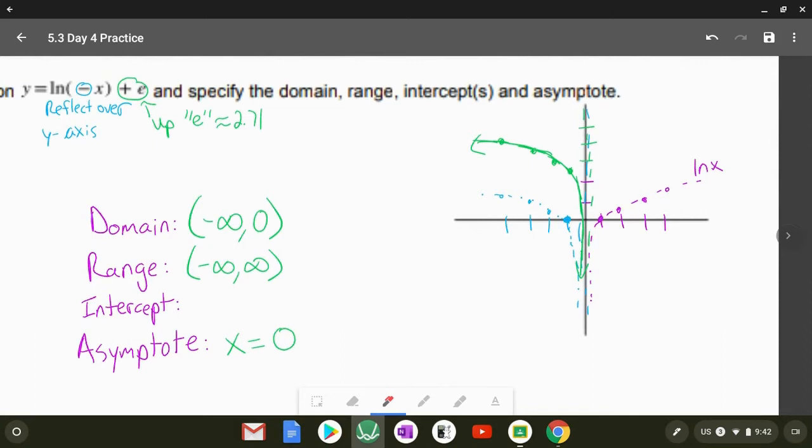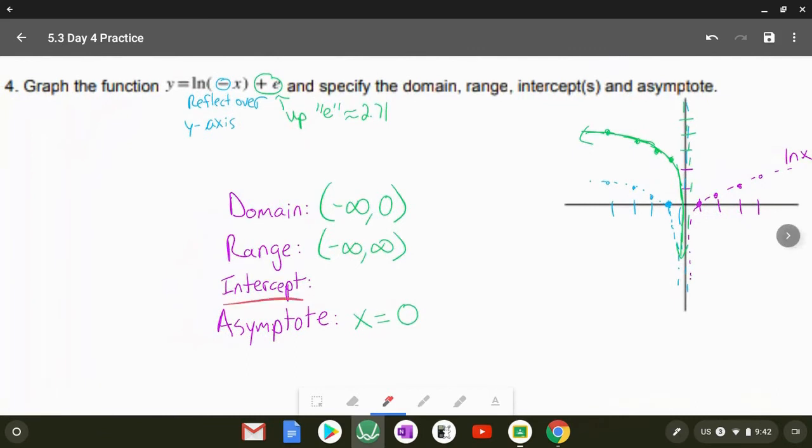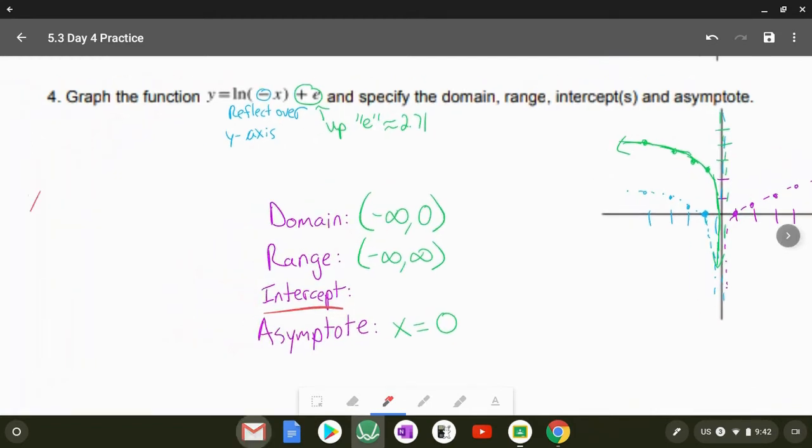So the intercept, in this case, it looks very close to 0, but we can't tell. So just like we can do any other time, if I want to find an intercept, we can tell there's no y-intercept because we have that vertical asymptote on the y-axis, but there is an x-intercept. We can see it going through that x-axis. So how do we find an x-intercept? We set y equal to 0. So let's go ahead and go through some algebra here to find it.